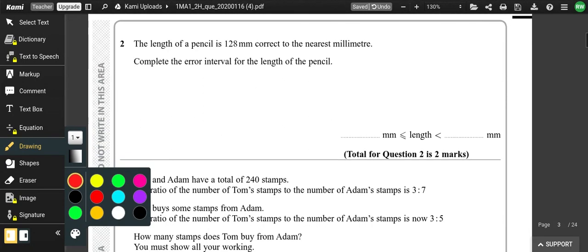The length of a pencil correct to the nearest millimeter. So with our accuracy, we always look at this, and then we go plus or minus a half of whatever that accuracy is. So the nearest millimeter, we go plus or minus a half of the nearest millimeter. So we're going to go up half a millimeter to 128.5 and down half a millimeter to 127.5, like that.